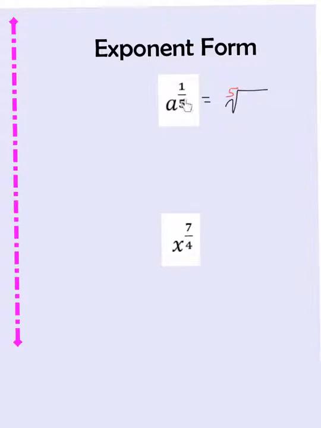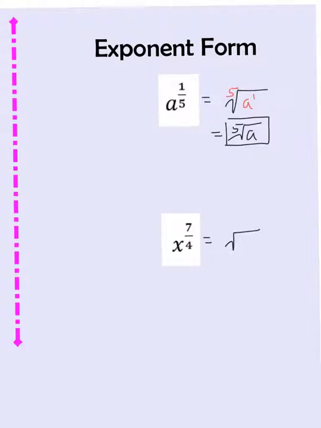And then when you cover up that 5, you see a to the first. That's what goes underneath the radical. So a to the first goes underneath here. We typically don't write anything to the first power, so the real answer is the 5th root of a. But if you wrote the 5th root of a to the first, I'm not going to mark you off for that. Now pause the video and do x to the 7/4 on your own.